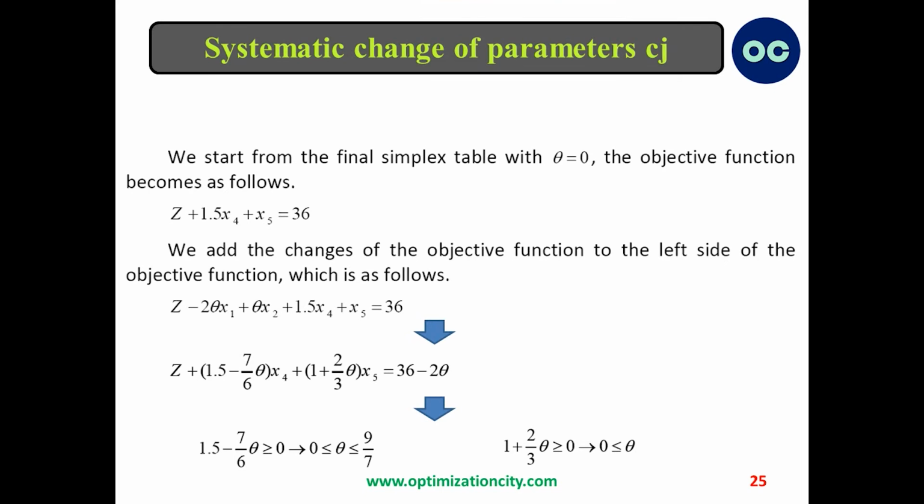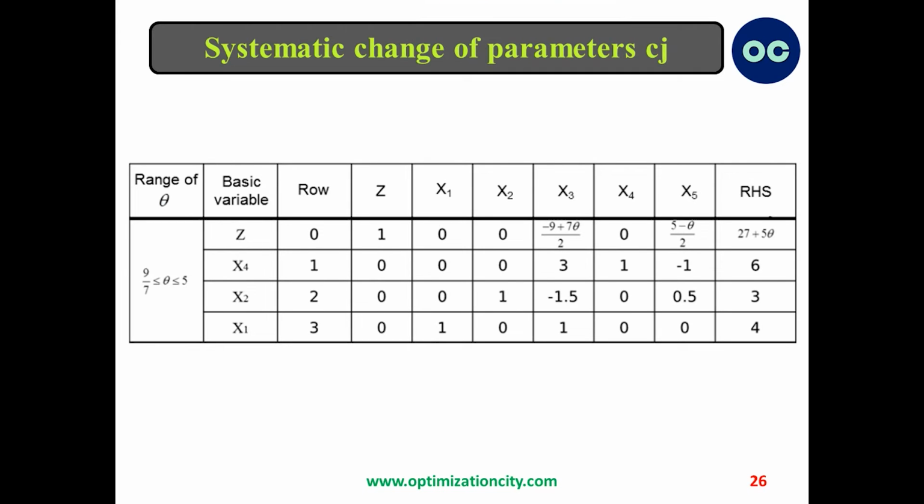variables remain non-negative, the basic feasible solution is considered optimal. Therefore, in our case, this condition holds true. If theta holds this condition, here we have the optimal solution with the basic variables x2 and x3.